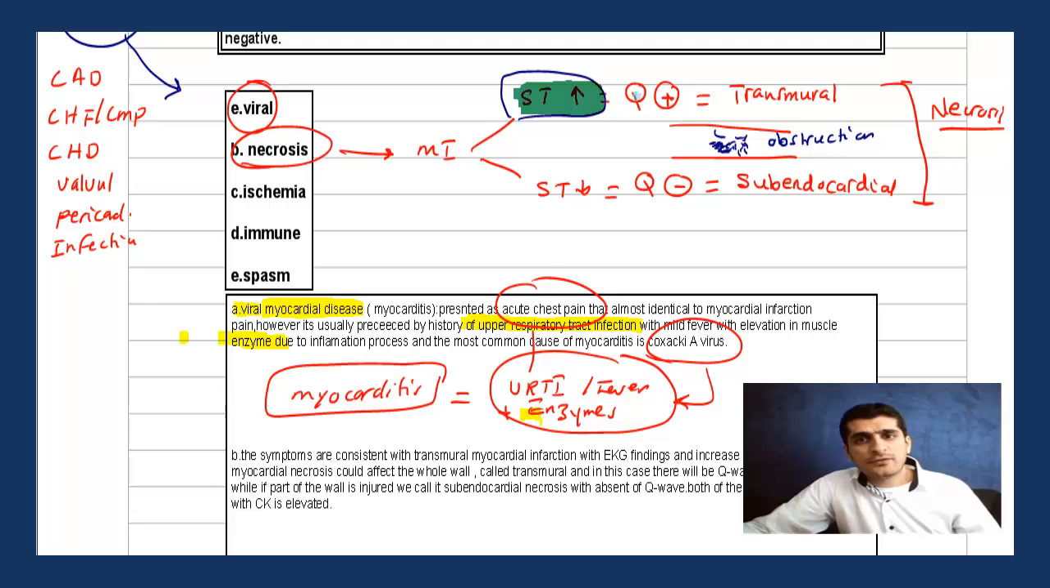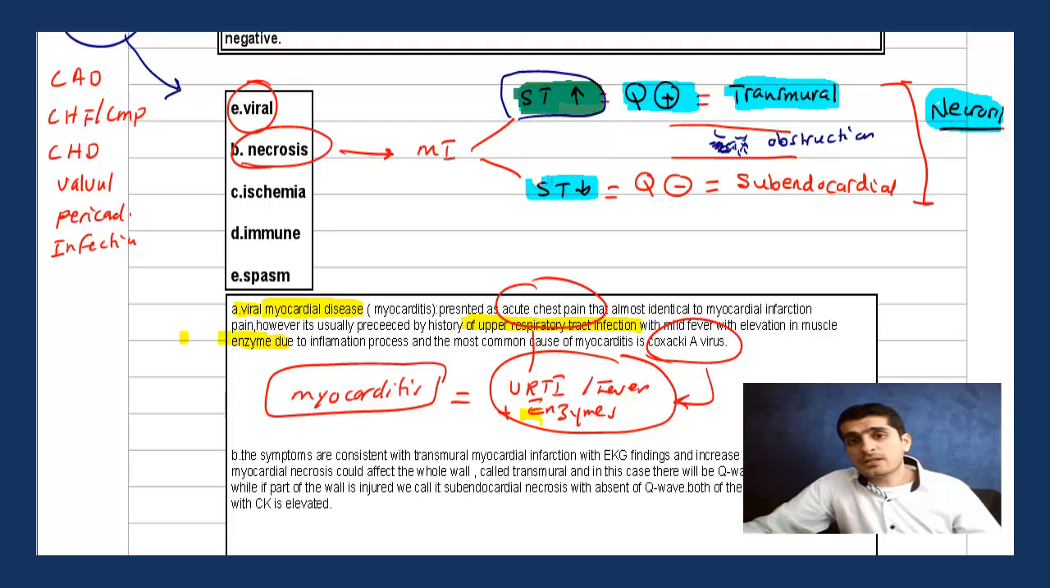Why is that? So first, ST elevation is the same as Q wave, guys. It is the same as transmural, which is basically necrosis, and this necrosis is total obstruction. You can say ST elevation is the same as Q wave, the same as transmural, which is part of the MI.